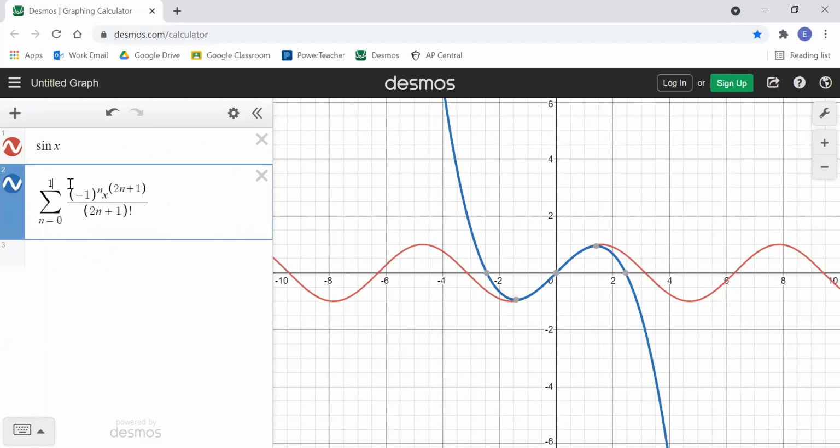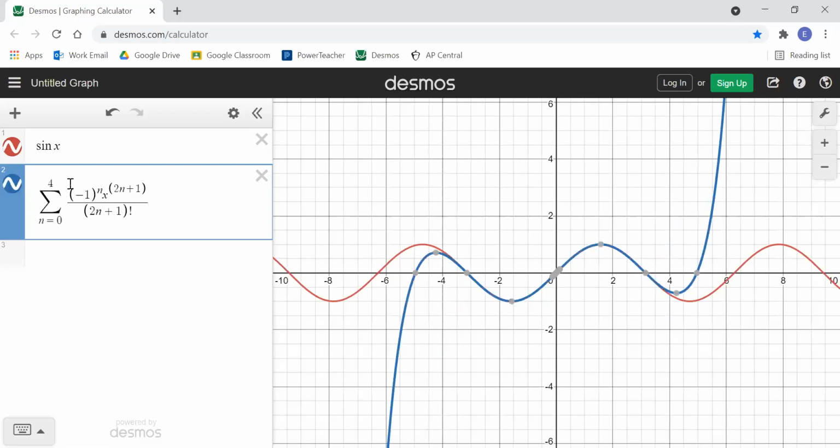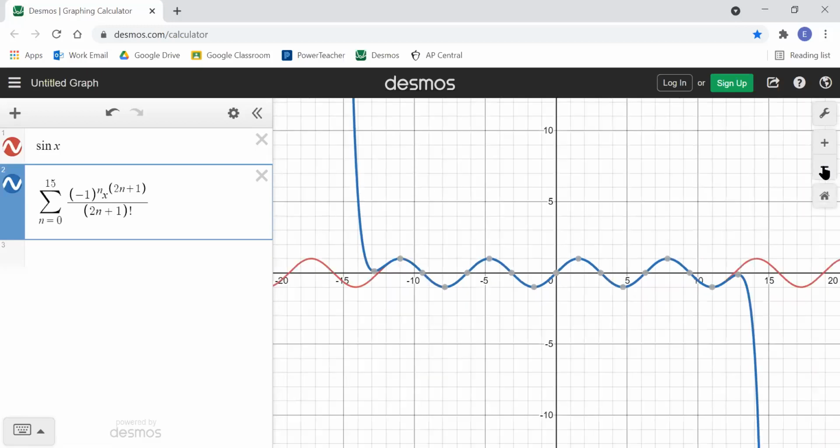N equals 1. It matches up pretty well around 0, doesn't it? Looks like sine. Up to 2 matches up a little bit better. Up to 3, even better. To 4, even better. To 5, even further. What if we made it 10? Look how good that looks at 10. Isn't that kind of amazing, really? What if we made it 15? As far as I can see, it looks perfect. And now if we zoom out, we'll let it.